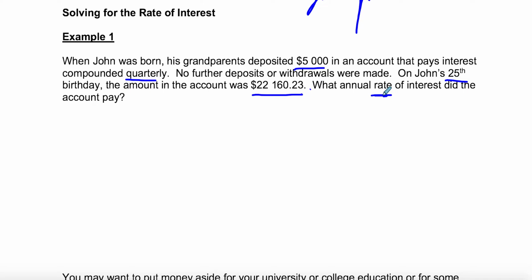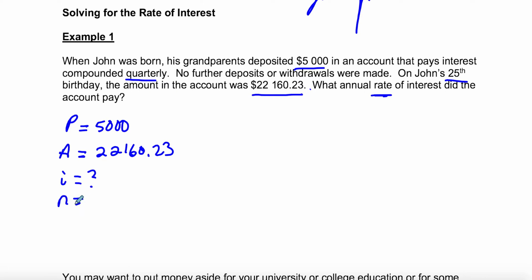So this is still a compound interest question. We already know the principal that they invested was $5,000. We actually know the final amount though that they ended up with. That was $22,160.23. What we don't know in this question is the interest rate. The N though, they invested for 25 years quarterly. So 25 times 4 is 100. So our N would be 100.